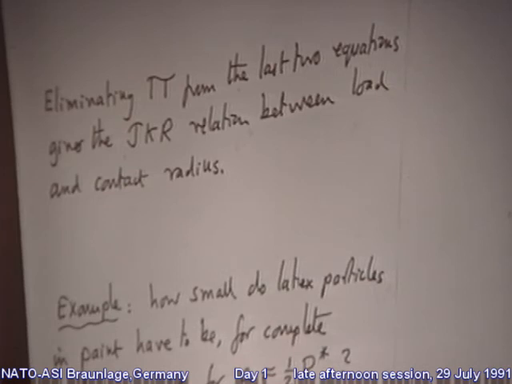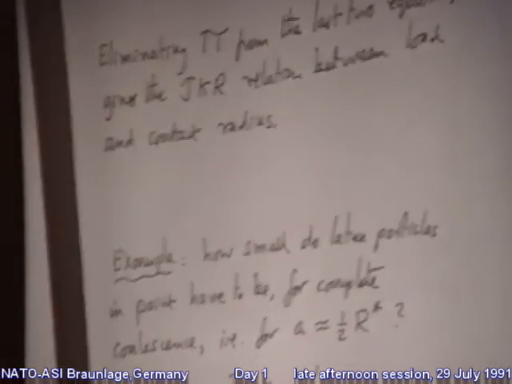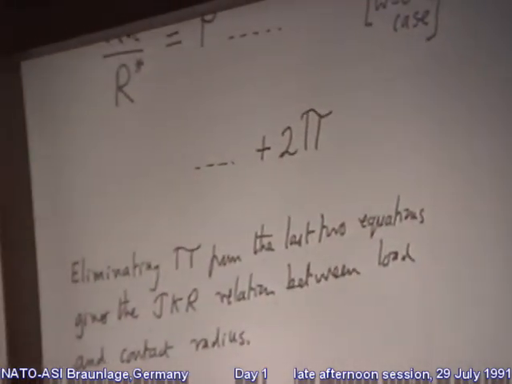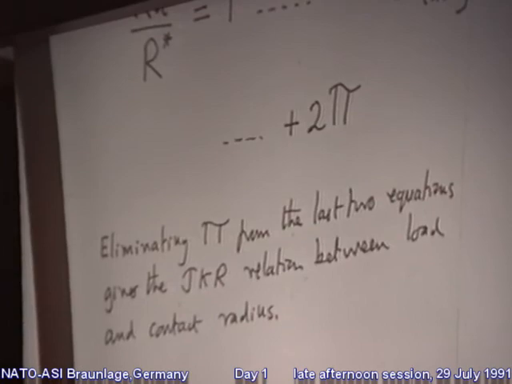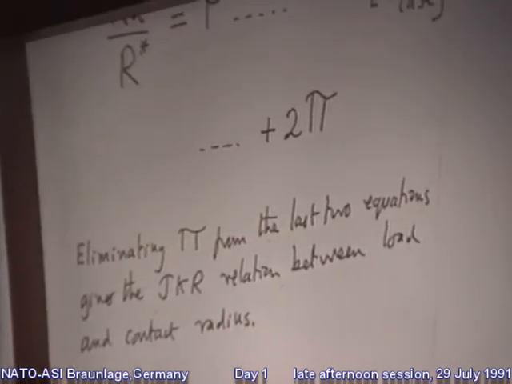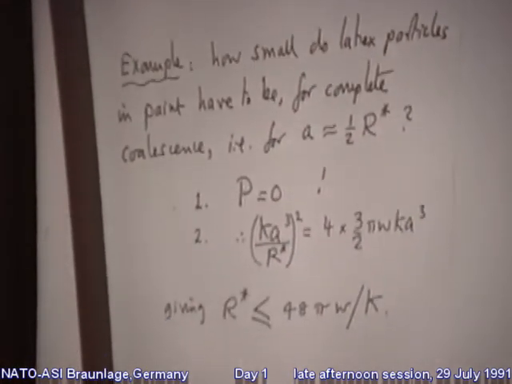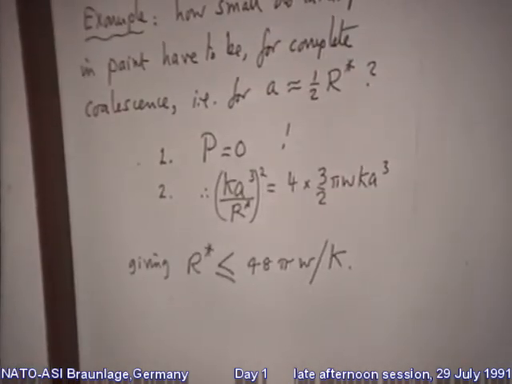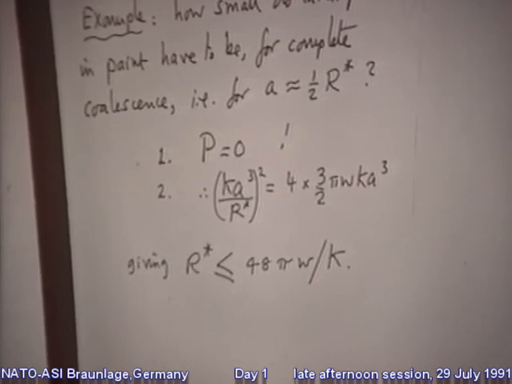Therefore, let's ask the question, how small do those particles have to be for W or pi, whatever you like, to cause complete coalescence? And so I put P equals 0, and if you substitute in the JKR formula with P equals 0, you just have KA cubed over R equals 2 pi, and that comes out that R should be less than a numerical factor times W divided by K. Right? So all that's involved is the elastic constant and the adhesion energy.